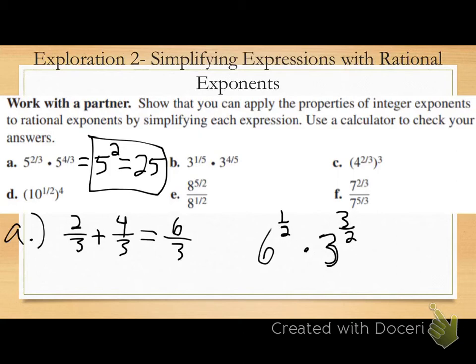Do they have the same base? No, not same denominator in the exponent. Same base. No, they don't. So can I add the exponents? No. So I just have to evaluate 6 to the 1/2 power, 3 to the 3/2 power, and then multiply those two numbers that I get. I think I'm making this harder than you are.